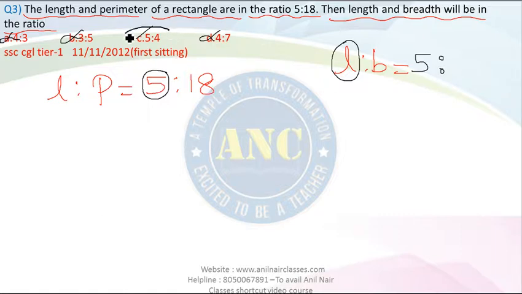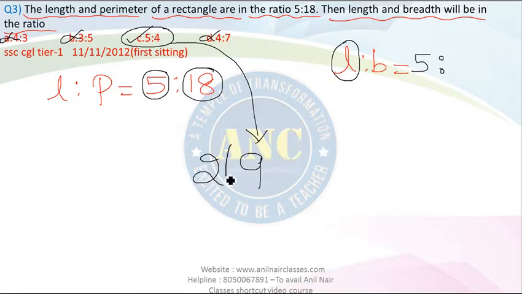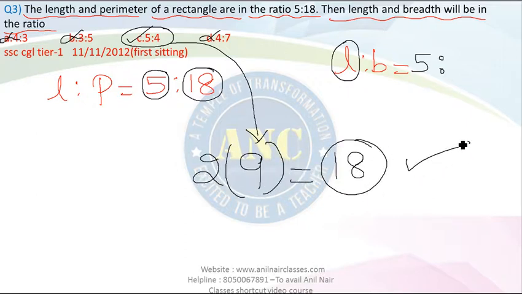Yes. If I take this option, check it out. Perimeter, I want to get it as 18. Length plus breadth, it is nothing but 5 plus 4 is 9. What is the double of 9? It is 18. And that is what is given in the question also. Therefore, this should be the correct answer. Very easy and logical way of solving, sir.